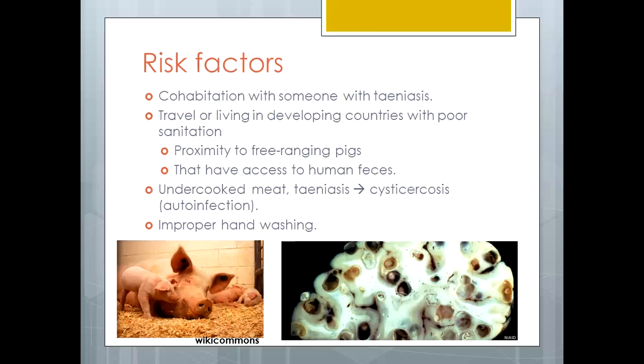There are risk factors associated with an increased risk of contracting cysticercosis. If you live with somebody that has a GI infection of the tapeworm, you have a much higher risk of getting cysticercosis yourself. Also traveling, like we mentioned, to developing countries where there's poor sanitation, where you might be living in close proximity to free-ranging pigs, where those pigs can have access to ingesting human feces. Eating undercooked meat does not necessarily result in cysticercosis directly, but it can result in taeniasis, and then you can auto-infect yourself later with improper hand washing, for example.